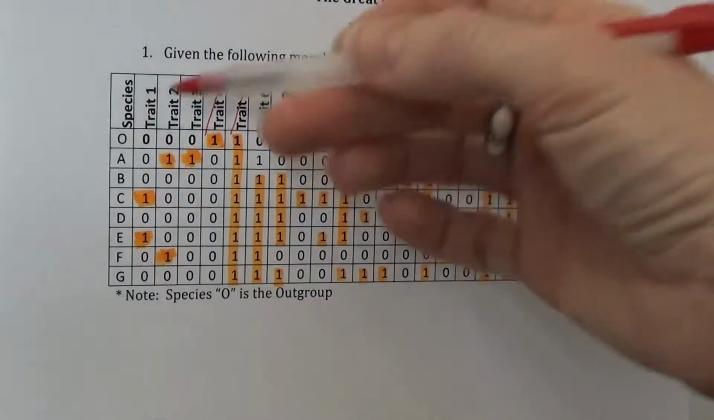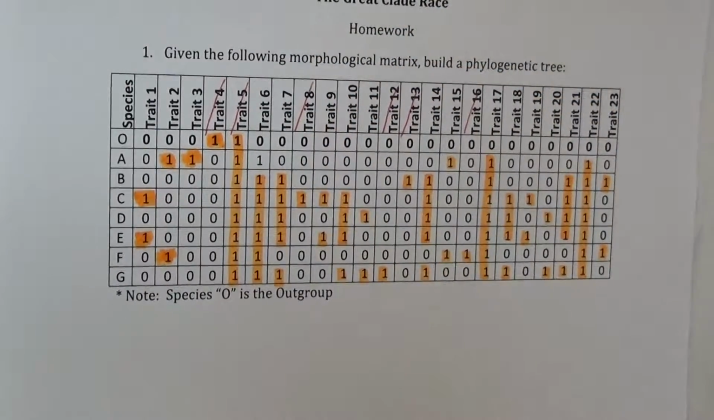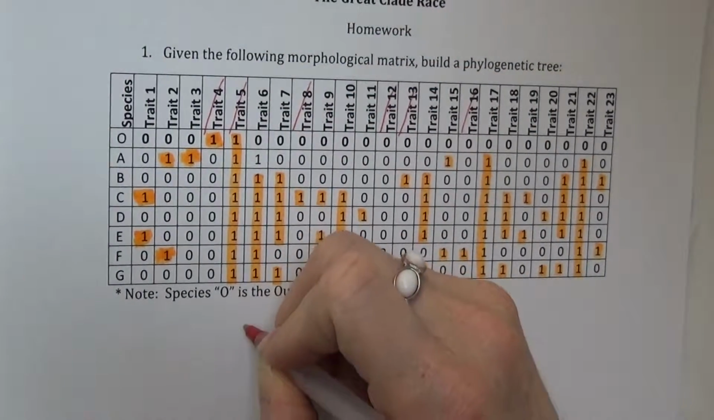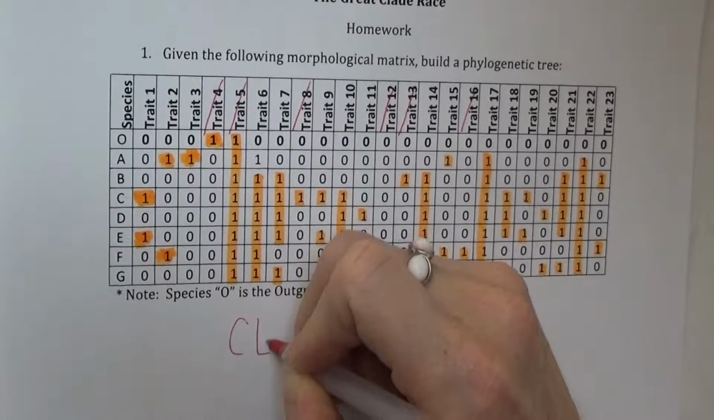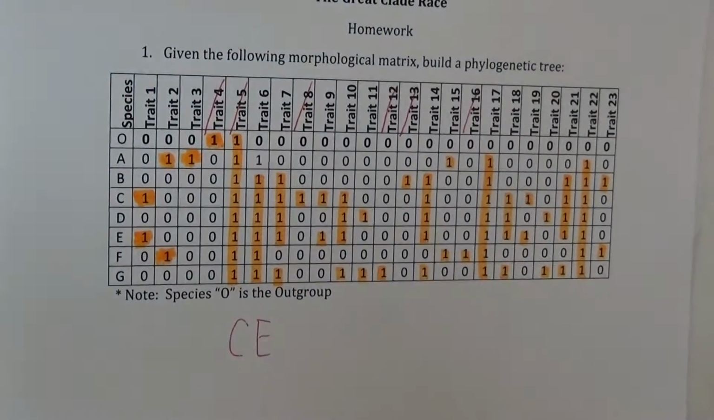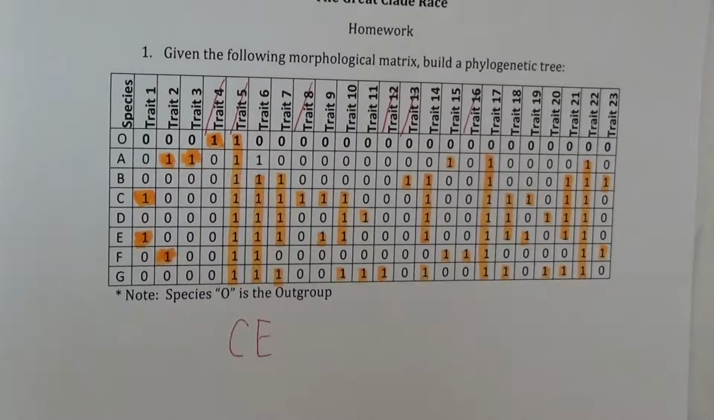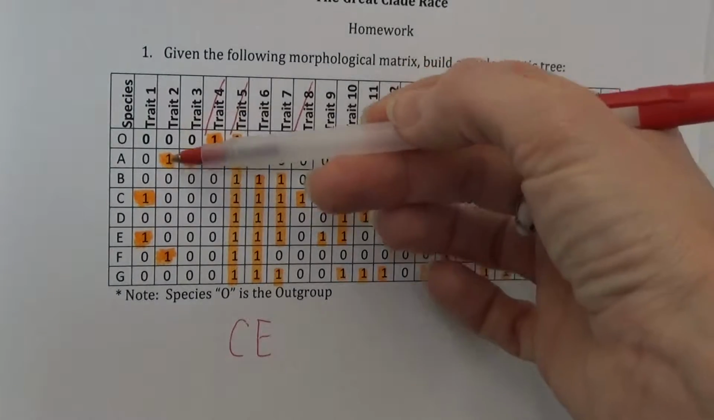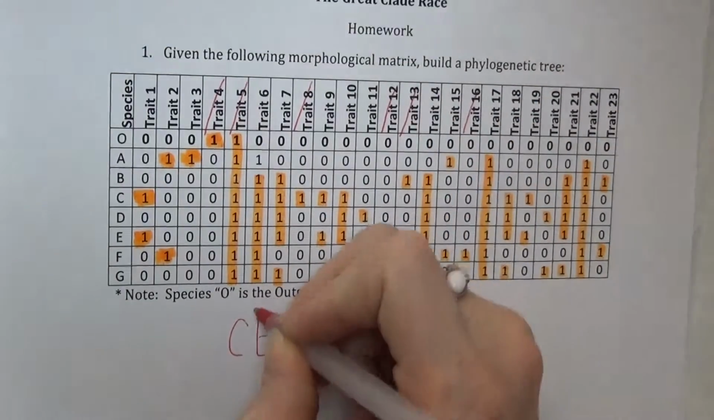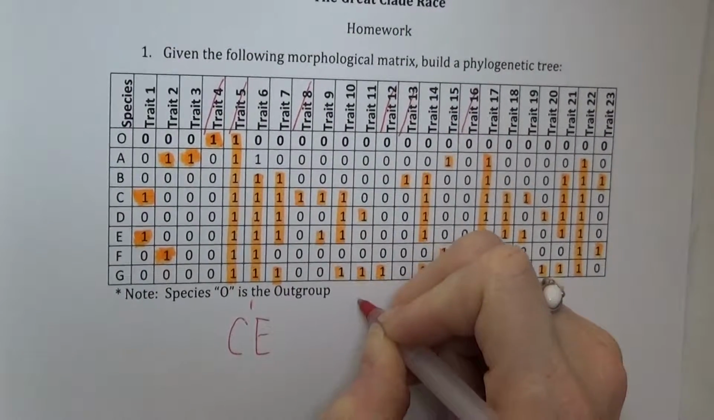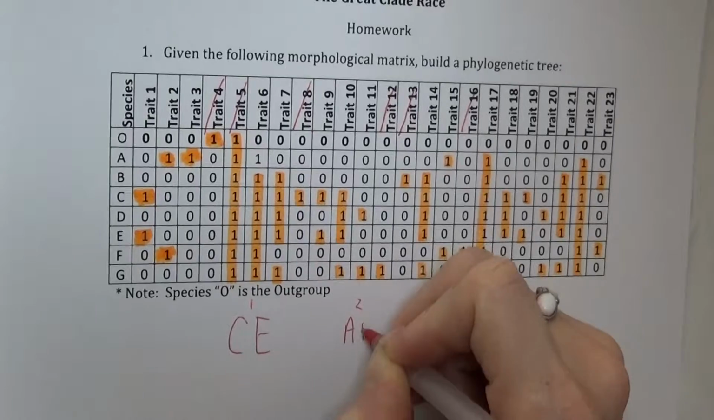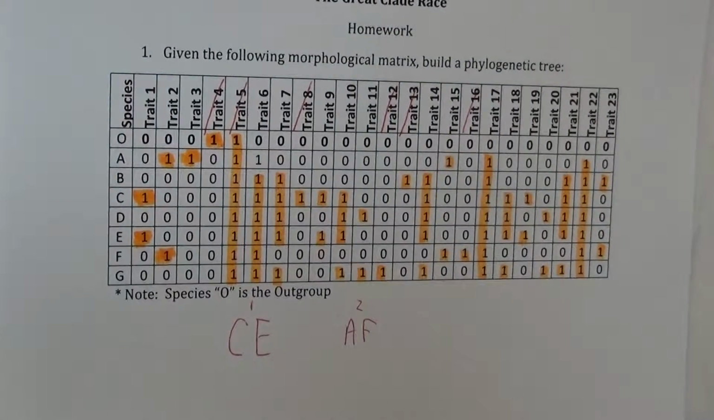So trait 1, both C and E share that trait. So it's a good indication that maybe C and E form a group together. All right, so that's trait 1. Trait 2 indicates that maybe A and F are together. So this was trait 1. Trait 2 says A and F might be together as a clade, okay?